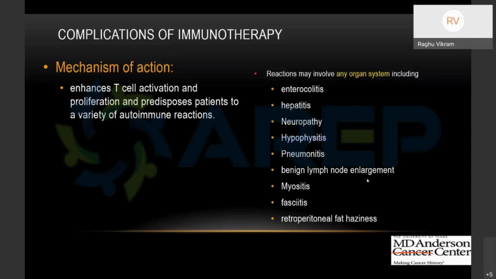We see that in PET CT all the time. Patient gets immunotherapy, all lymph nodes light up, and we don't know what is happening. And sometimes somebody might call it progression, but it's not. It's pseudoprogression, or it's just a reaction to the immunotherapy. Myositis, that is lesions in the muscles, fasciitis, and retroperitoneal fat infiltration and stuff like that. And I'll show you some examples of that.